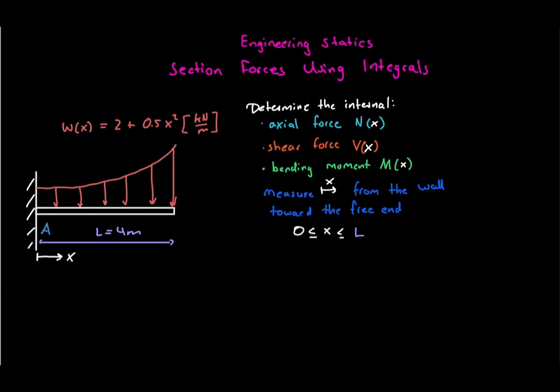Consider a cantilever beam that is 4 meters long. The distributed load is described by the function 2 plus 1/2 x squared, measured in kilonewtons per meter. We measure x from the wall toward the free end. Notice that this load combines a constant part with a varying part. This is useful because it shows that integration can handle several load contributions at the same time.